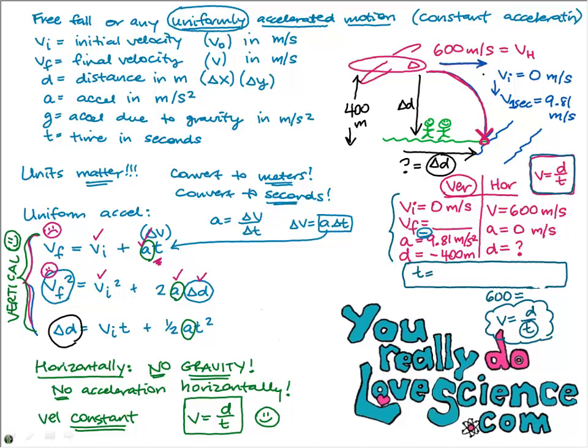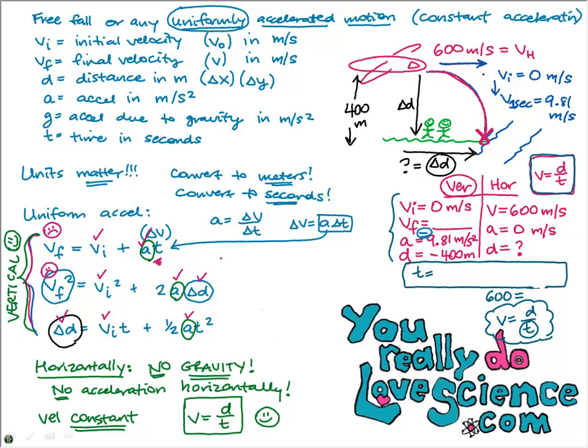Ooh, look at the third equation. Do we know a vertical distance? Yes, check mark on that. Do we know the initial velocity vertically? Yes, check on that one. Do we know the acceleration? Yes, check on that one. Yay! This equation has only one unknown, which means we can use it. All right, let's do it.